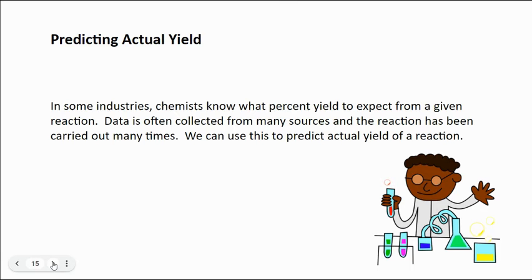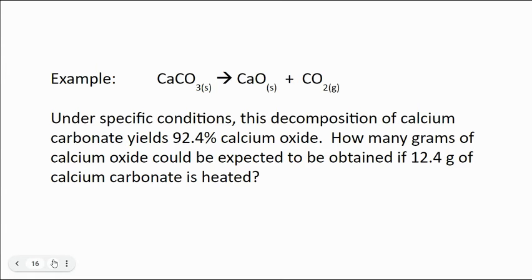Okay, now in some industries, chemists know what percent yield to expect from a given reaction, and that's because we've carried out these reactions over and over, and data is often collected, and we can generally say with a certain amount of certainty that this reaction tends to have about an 83% yield. So by examining certain reactions, we know what to expect. So the second example is how you can predict the actual yield based upon the percent yield.